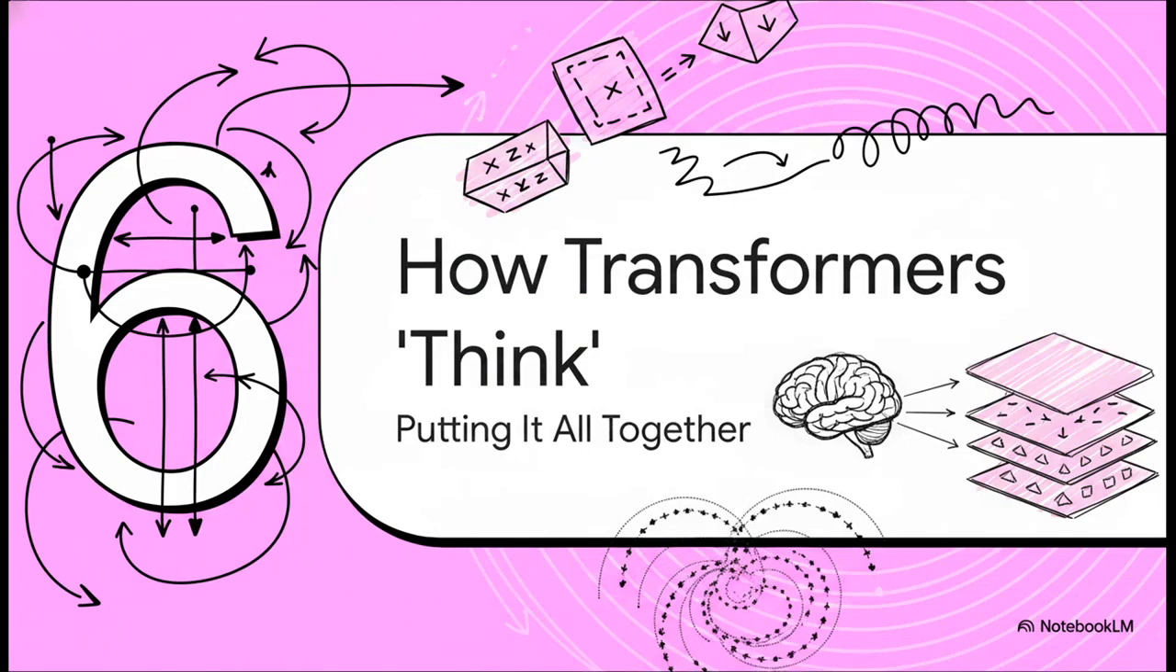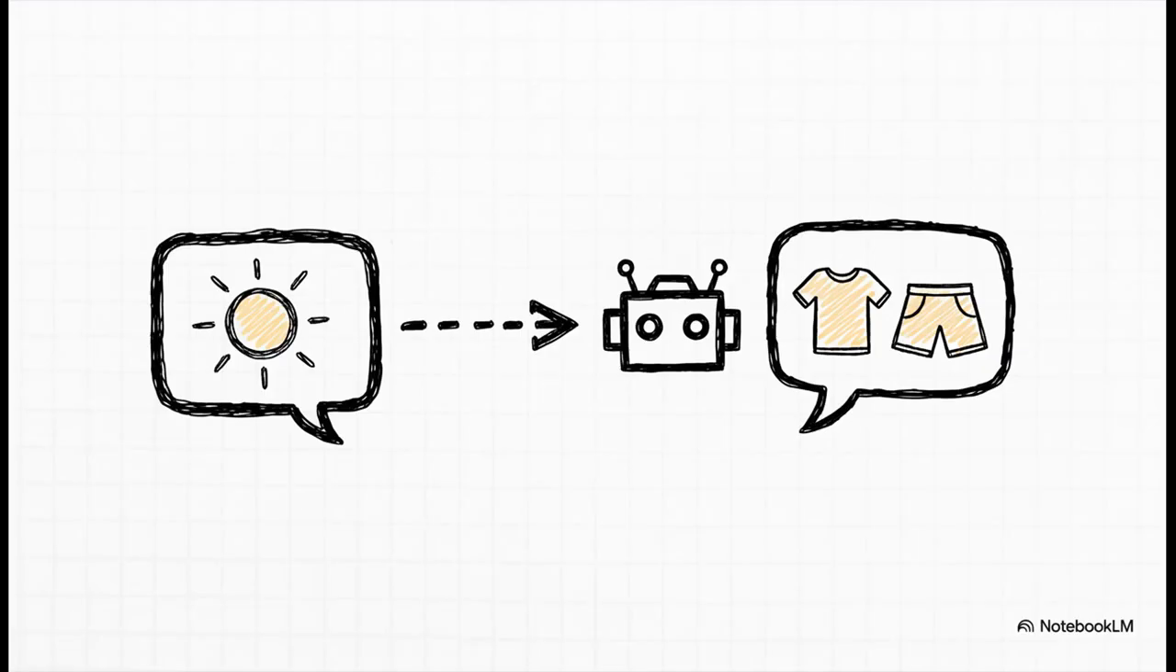And this mechanism, self-attention, this is the powerhouse. It's the engine inside the architecture that makes things like ChatGPT possible. And that architecture has a name you've probably heard: the transformer. Let's see this in action.